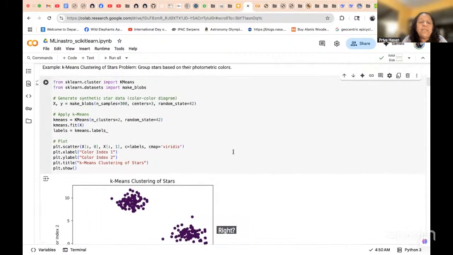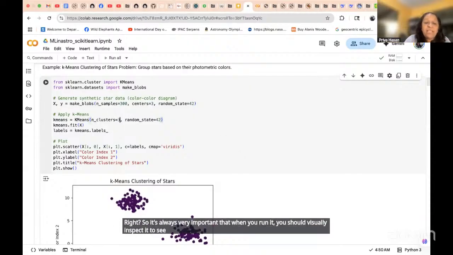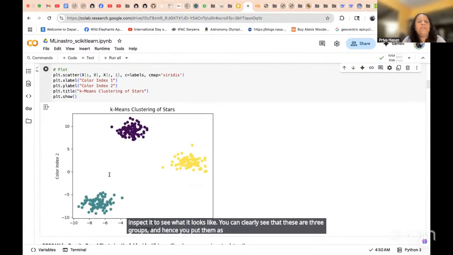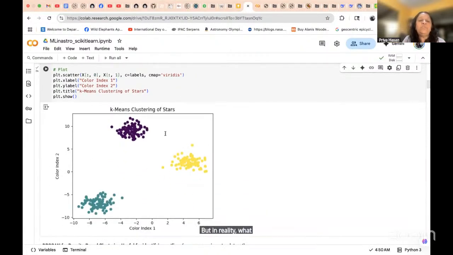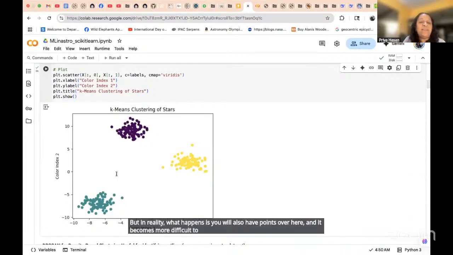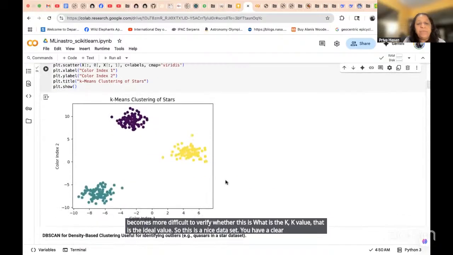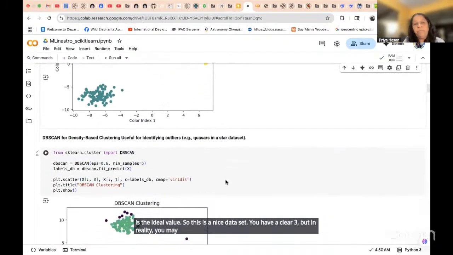So it's always very important that when you run it, you should visually inspect it to see what it looks like. You can clearly see that these are 3 groups, and hence you put them as 3 groups. But in reality, you will also have points over here, and it becomes more difficult to verify what is the k value that is the ideal value. So this is a nice data set. You have a clear 3, but in reality, you may have more.